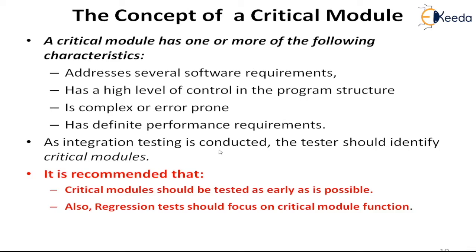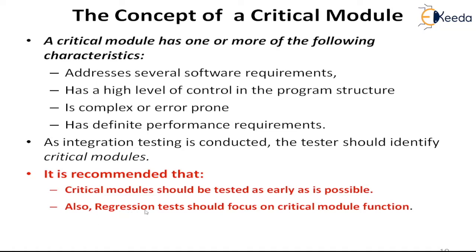Why identify critical modules? Because when integration testing is conducted, the tester should identify the critical modules. These critical modules should be tested many times and tested early. So how will it be tested? First of all, it has to be tested early, so the integration of this critical module should be done early. In the integration, whether we do the top down, the bottom up or the sandwich method, we have to identify and take these critical modules because they are the major source of failures.